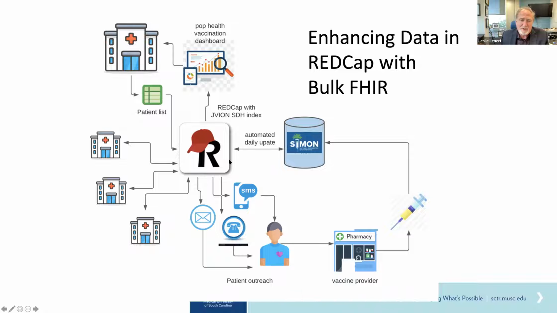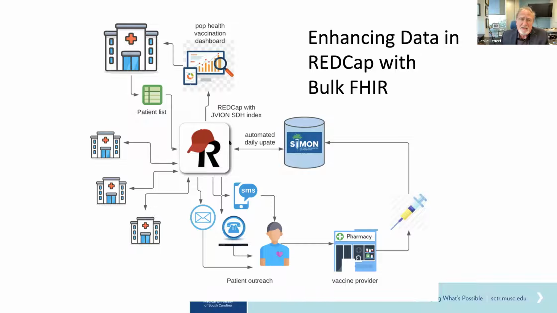Now, you can do this one transaction at a time, or with bulk FHIR, you can do it 10,000 transactions at a time. And it's obviously more efficient to do this with 10,000 transactions at a time. So we've been exploring this with AIRA, the American Immunization Registry Association, and have a pilot of bulk FHIR queries up.